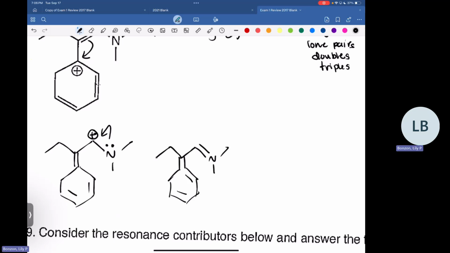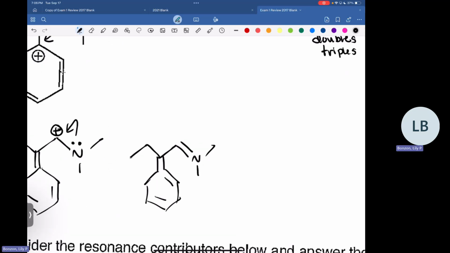And in this case, our nitrogen is going to get the positive charge. And so you can go back and do your formal charge if you would like. So we have 5 minus 4 in the bonds and no lone pairs because we pushed that lone pair to make a double bond with the positive carbon. So this is going to be 1. So our new positive charge is going to be on the nitrogen.